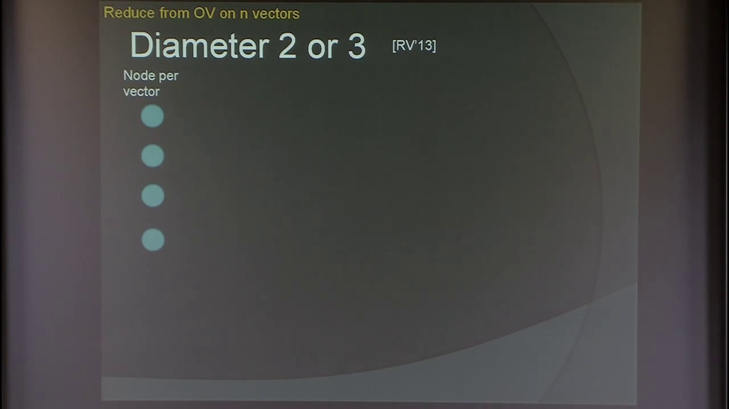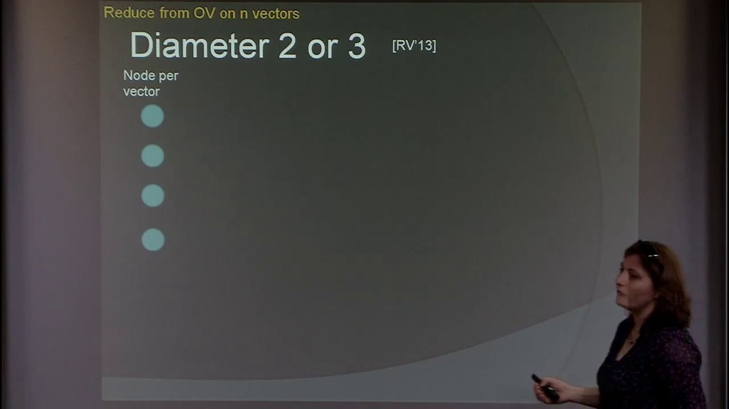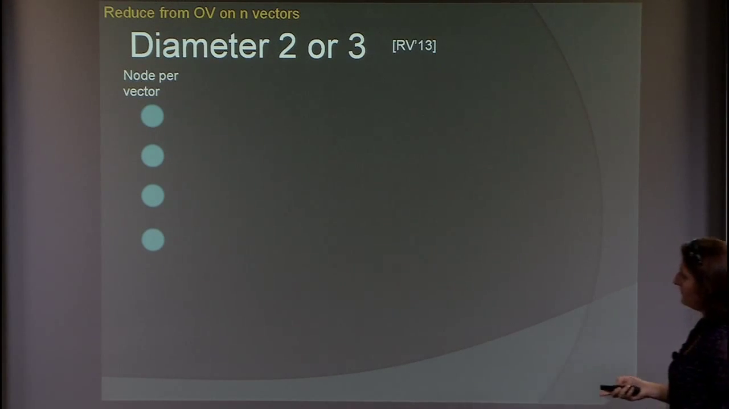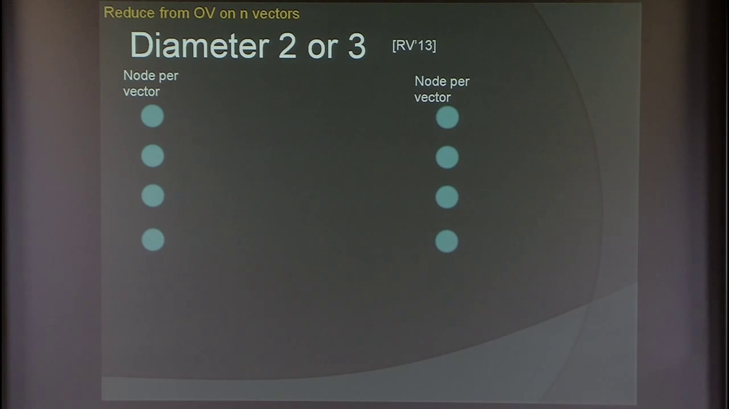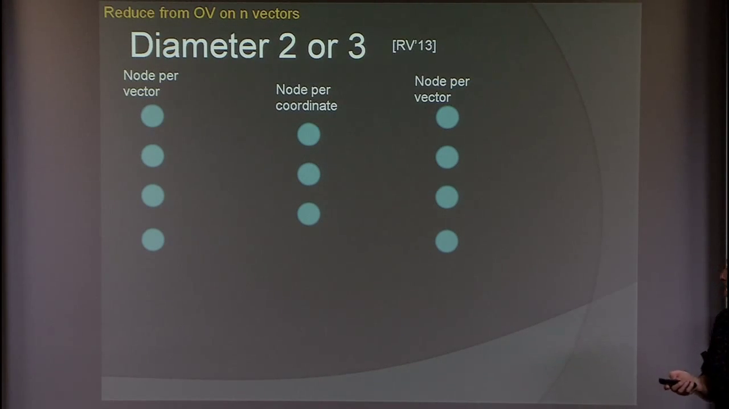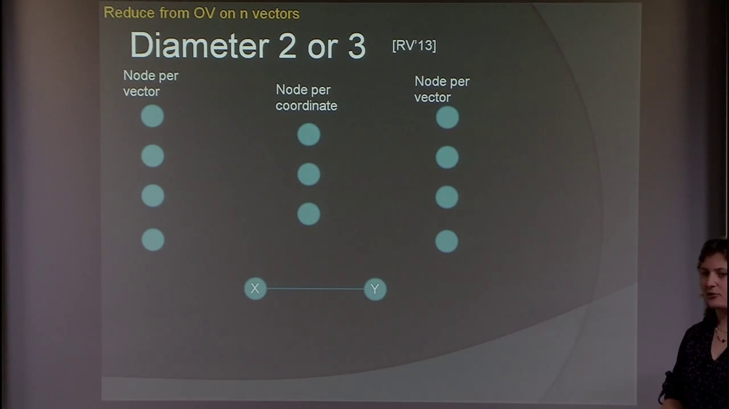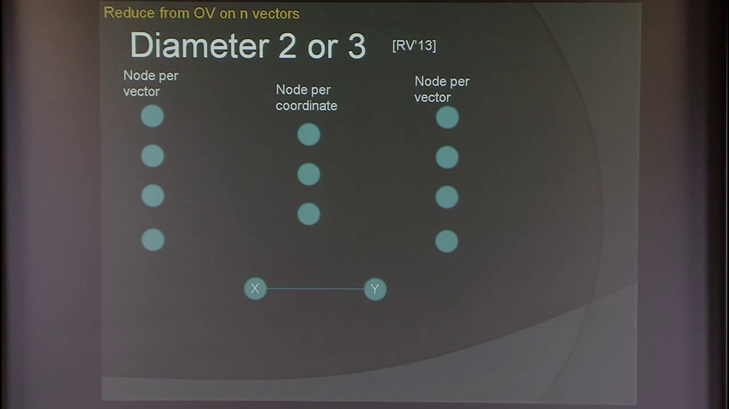OK. So the reduction is very, very simple, pretty fast to do. What you do is you take the orthogonal vectors instance, and we'll create a tripartite graph out of it. On the left side, we'll put a node for each vector. And on the right side, we'll put another node for each vector. And then in the middle, we'll put a node for each coordinate of a vector. We'll put the 2 extra nodes x and y just to help us with distances.